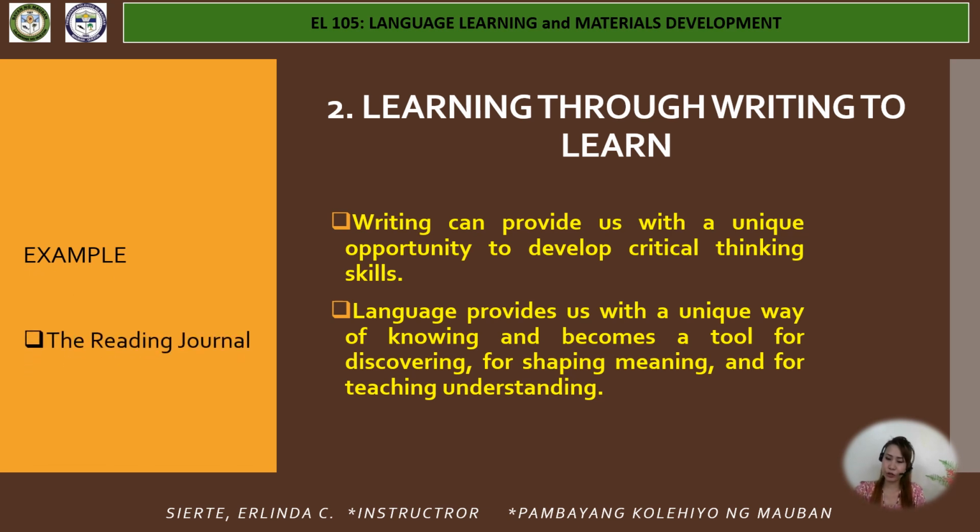Example, the reading journal. All right, so there are different kinds of reading materials. Okay, there are websites, there are printed materials, of course, soft copy materials. Okay, and there are even more available on the internet.